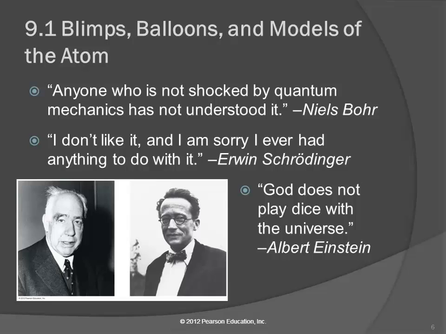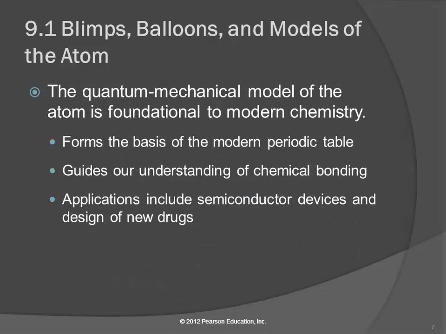So it's a hard model to understand, and yet it's foundational to modern chemistry. It's the basis for our modern periodic table. It really guides our understanding of chemical bonding, and applications of the quantum mechanical model of the atom are really important in modern life. Computer technology, semiconductors, microchips, all of those things depend on our understanding of the atom based on the quantum mechanical model. Quantum mechanics also helps us to design new drugs, and that's pretty important too.